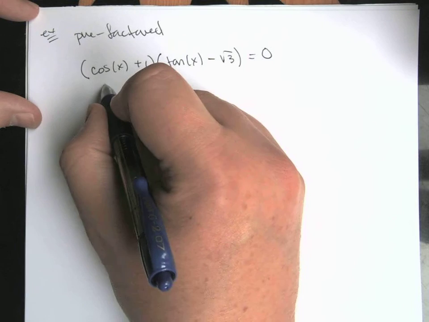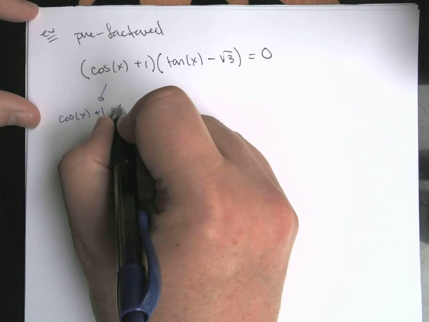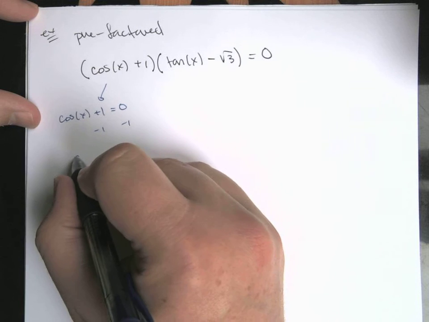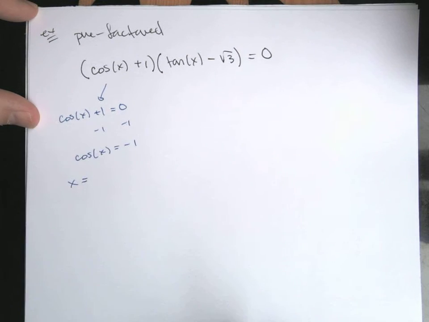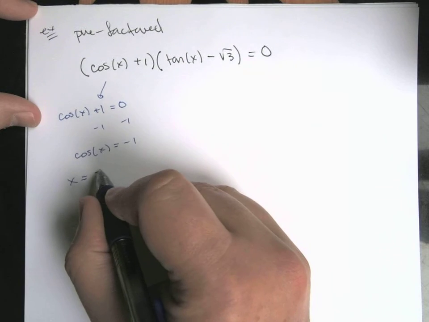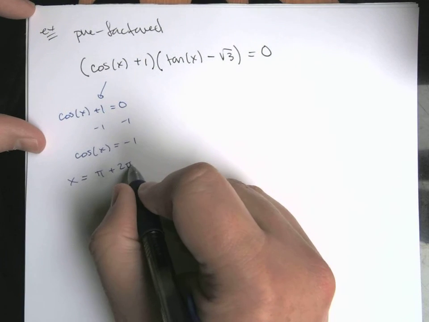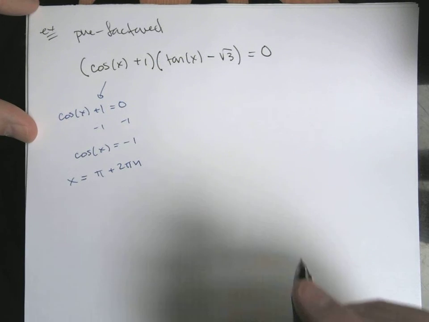So I'm just going to get, right, cosine of x plus 1 is 0. Well, if we shift this over, that means the cosine of x would be equal to negative 1. That only happens the once, I guess, right? That's going to happen just at x equals pi. We're in find all the answers scenario, right? So this would be plus 2 pi n.